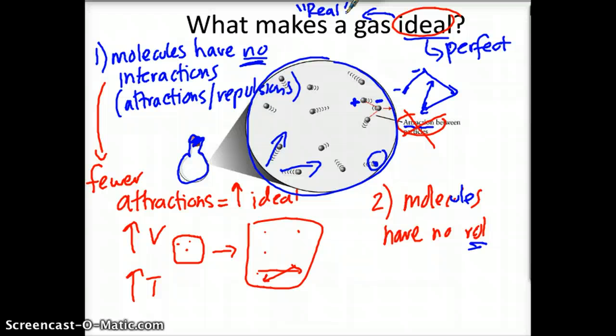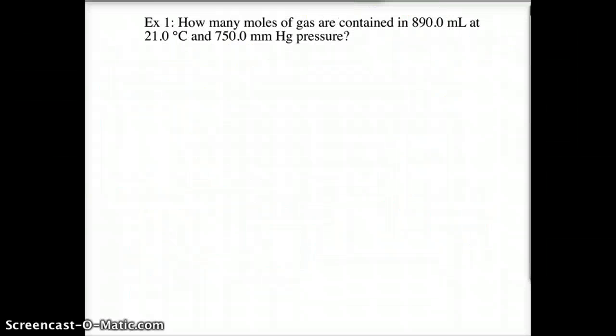So this is the conceptual overview of an ideal gas, but let's actually apply it to a problem. Here's an example. How many moles of gas are contained in 890 milliliters at 21 degrees Celsius and 750 millimeters of mercury? There's a little typo here. This should say of an ideal gas. So what does that mean? It means that these molecules themselves have no volume compared to their container, and that these molecules have no interactions with each other. Also, since it's an ideal gas, that's a buzzword, we're probably going to need to be using the ideal gas law.